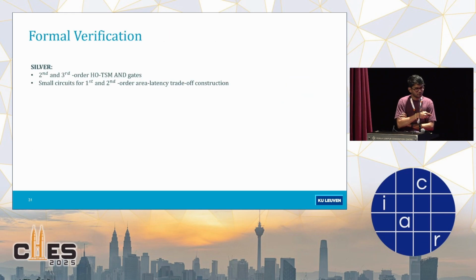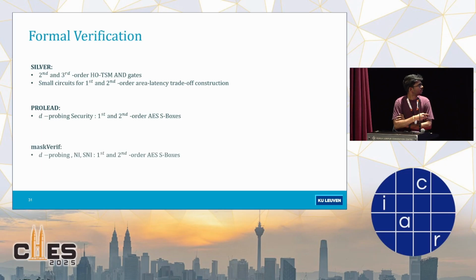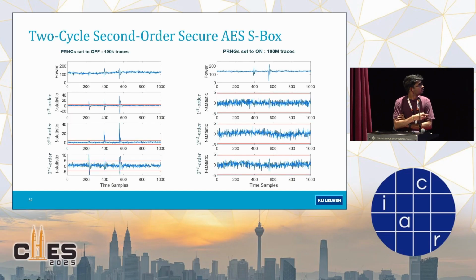So for formal verification, as I said before, both for this area latency trade-off and also for the HOTSM, we verify small circuits, and it passes SNI and PINI. And we use PROLEAD for the S-boxes, but that's only for probing security, and for mask verification for some of the properties, SNI and stuff.